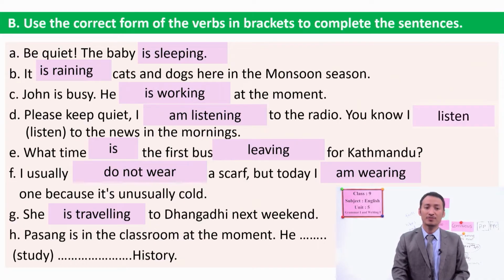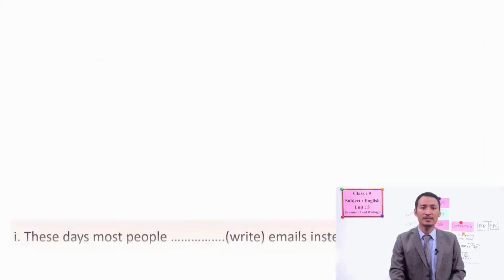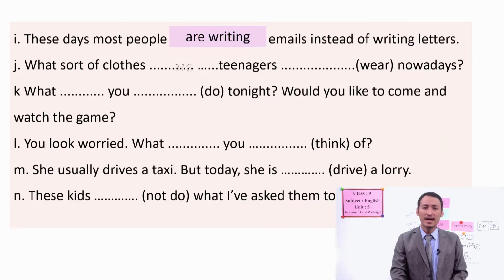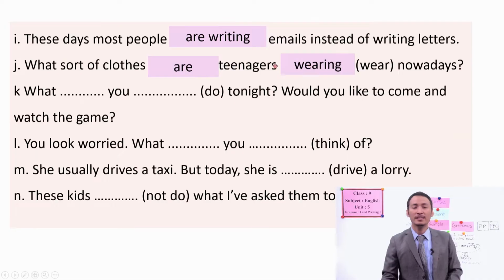Pasang is in the classroom at the moment. He is studying history. Likewise, you can make, these days most people are writing emails instead of writing letters. What sort of clothes? Now you have to make a question here. So you need an auxiliary verb here, because the subject is plural, you need are here, and then you need the ing verb here, wearing nowadays.